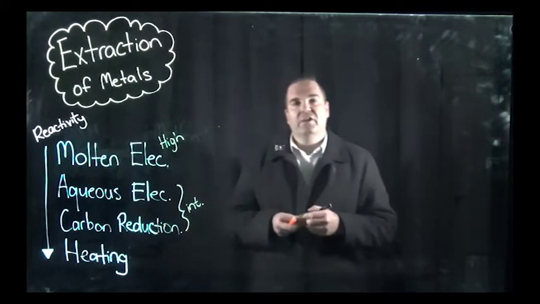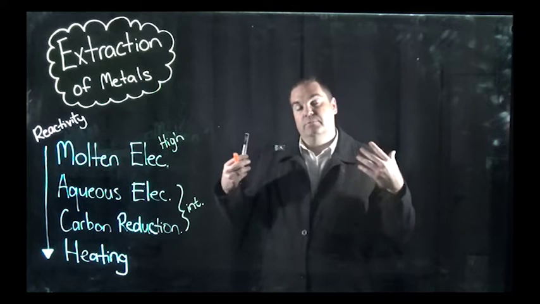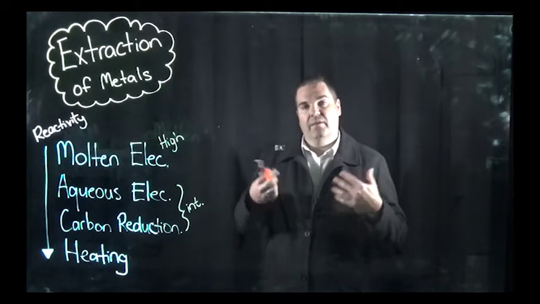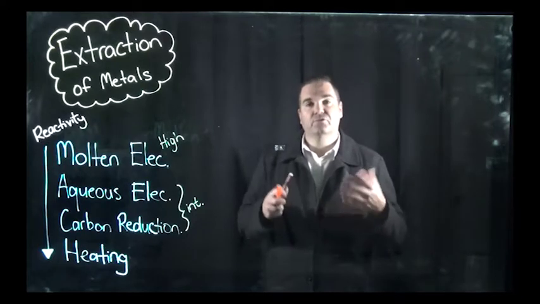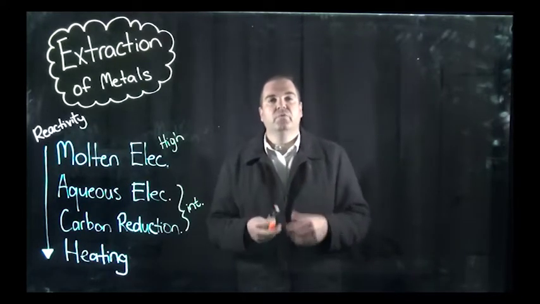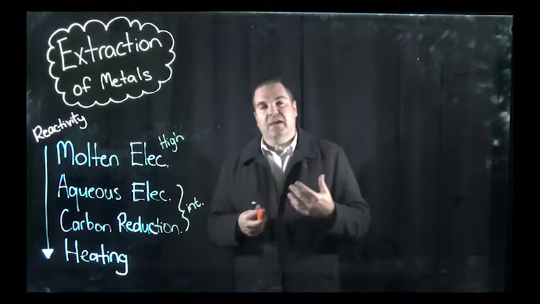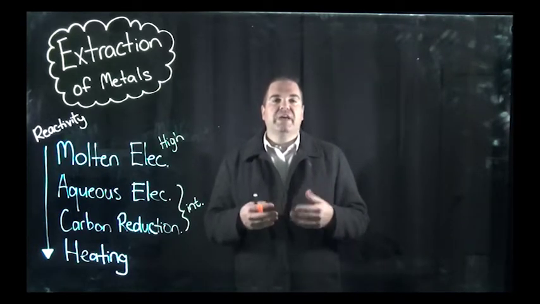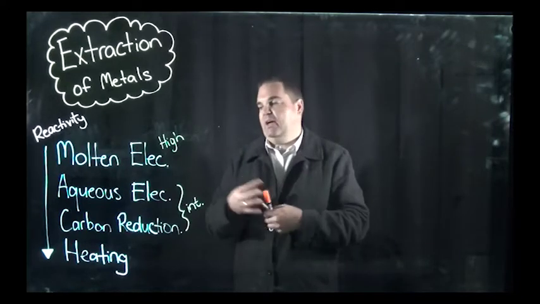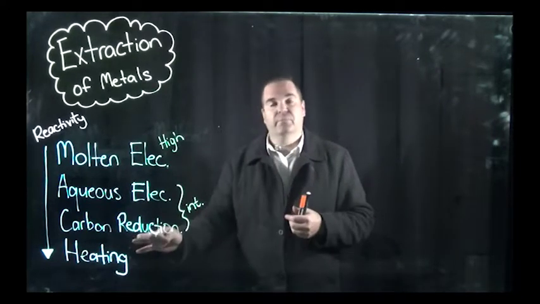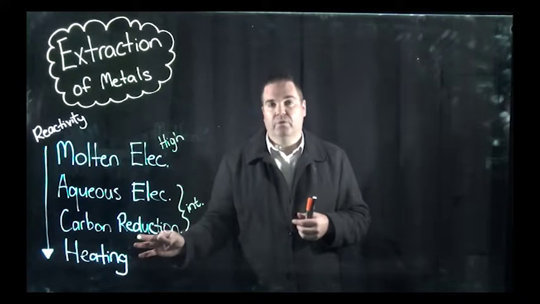Aqueous electrolysis means just simply dissolving your mineral up in water and passing electric current through it. Carbon reduction means literally putting carbon or coke, which is raw carbon, into a blast furnace, and you use that to undergo your reduction to produce your metal. That's, for example, used for the production of iron from iron ore.